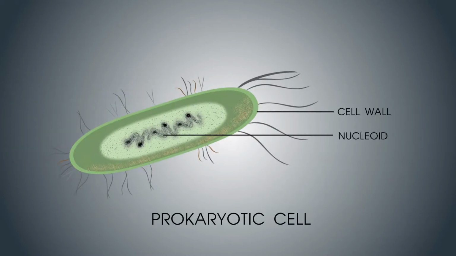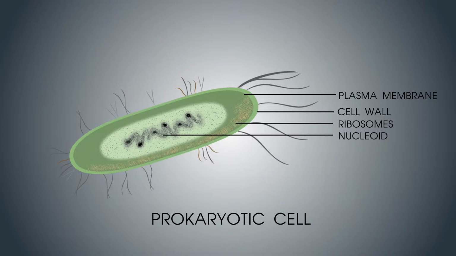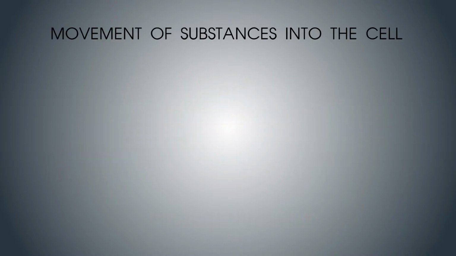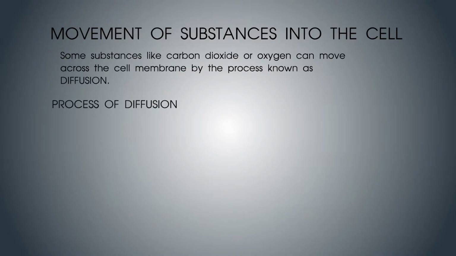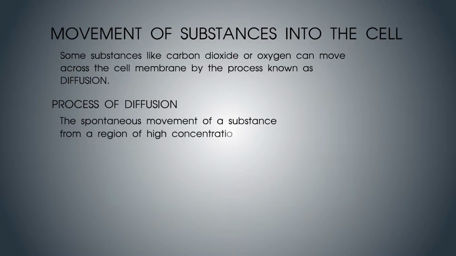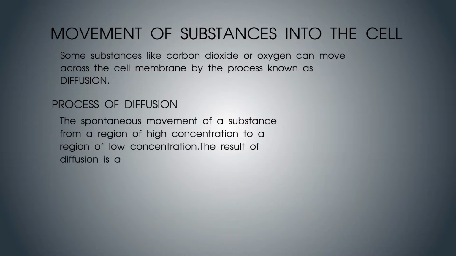Prokaryotes. Those organisms which lack a nuclear membrane are known as prokaryotes. Movement of substances into the cell. Some substances like carbon dioxide or oxygen can move across the cell membrane by the process known as diffusion. Process of diffusion: the spontaneous movement of a substance from a region of high concentration to a region of low concentration. The result of diffusion is a gradual mixing of material leading to equilibrium.